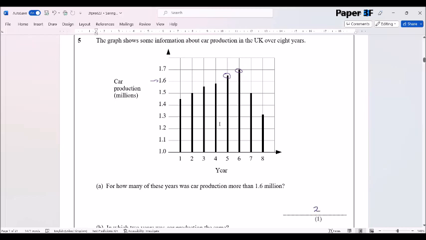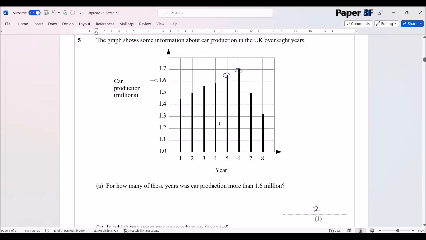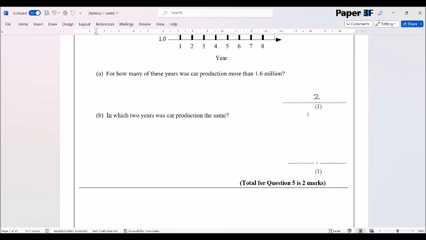Okay, nice and straightforward. In which 2 years was car production the same? Well, let's have a look. And we see that looks like it's somewhere over in year number 2 and year number 7. So year 2 and year 7, car production was the same. So you should be able to do that. And so years 2 and 7. So 2 and 7 just go down there in my answer line there.